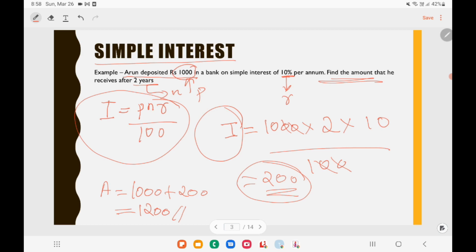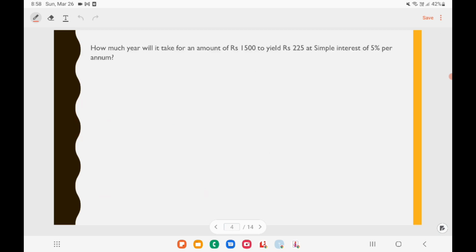Now we will do another problem for you to understand this formula better. So let us take this example. How many years, so we need to find out N, will it take for an amount of rupees 1500, this is P, to yield rupees 225? That means this is the simple interest received, and the rate is 5%.